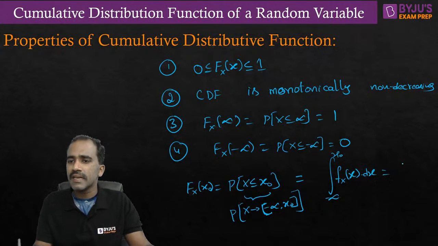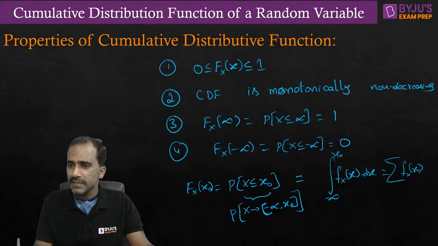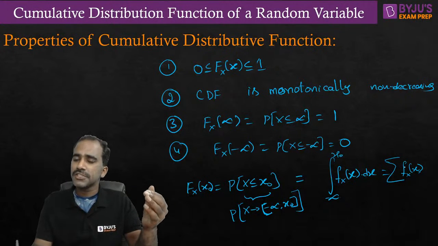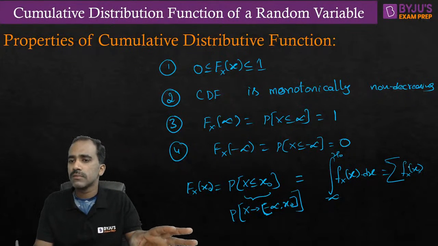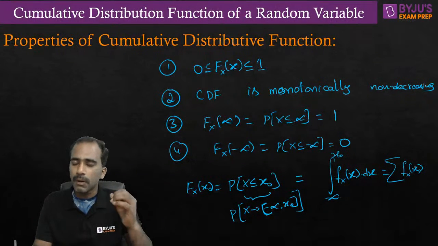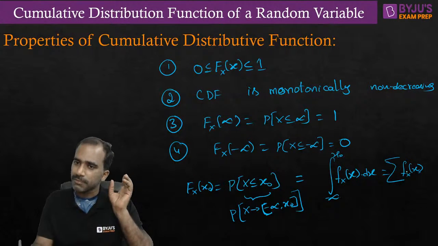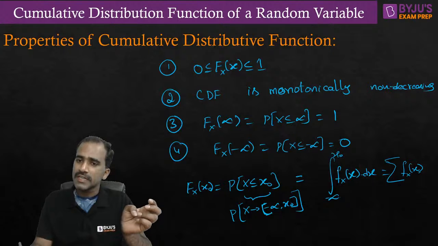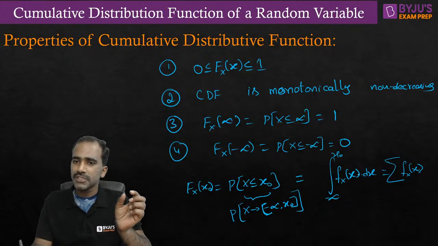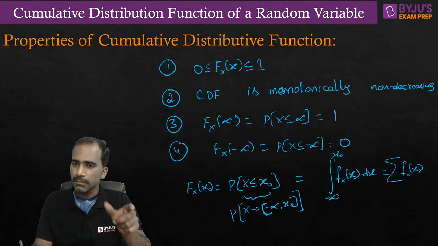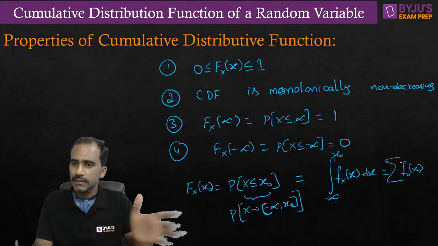Similarly, if it is a discrete random variable, you don't need to do integration. You just need to do summation. In a discrete PDF, the probability density function has the same information as probabilities only. For a discrete random variable, probability density and probability are both the same. Whereas for a continuous random variable, whatever is the function value, that is probability density, that is not probability. So to find probability, you have to integrate.